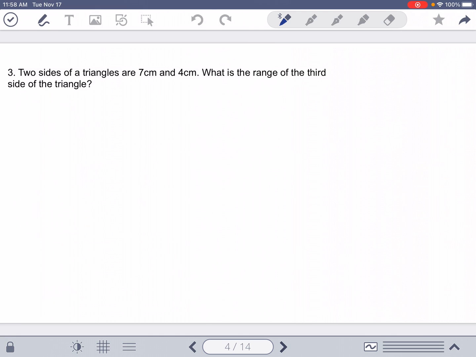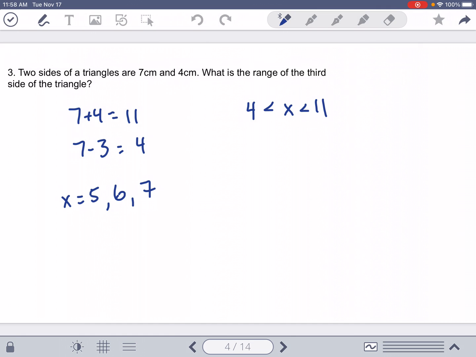Number 3 says 2 sides of a triangle are 7 and 4 centimeters. What is the range of the third side of the triangle? Well, if I add 7 and 4, I get 11. And if I subtract them, I get 4. So the range is anywhere between 4 and 11. That means X could be 5, it could be 6, it could be 7, it could be 8, 9, 10.